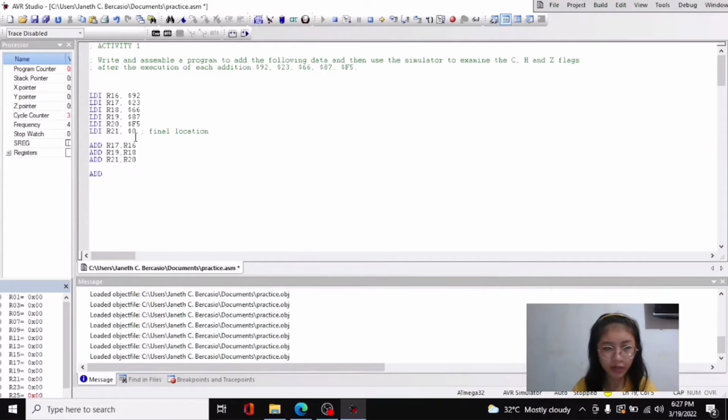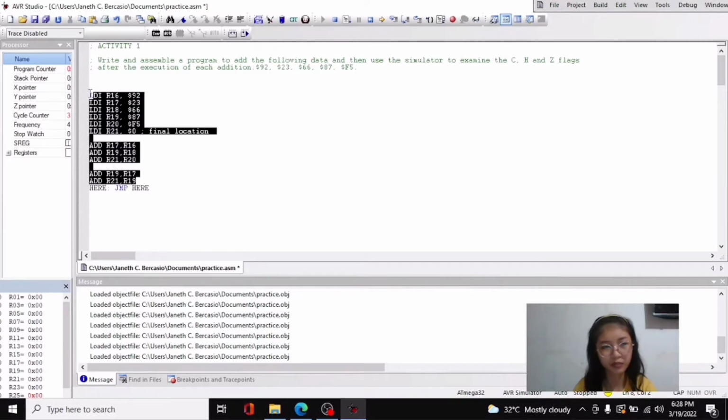Next is to add the sum of this one and this one, and I want to store it in R19. And last is to add this line and then this one, so R20, I want to store it under R21. This line and this line will be stored in R21 as my final location. And don't forget to put this command, so the last line will still be processed.